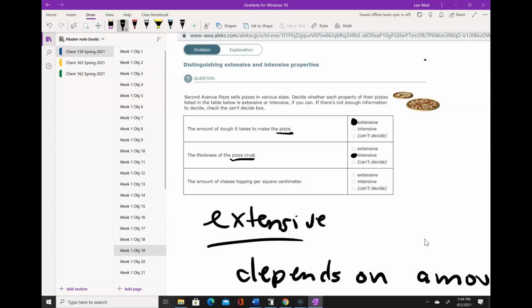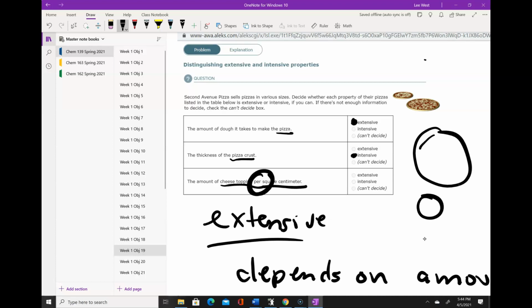And then it says the amount of cheese topping per square centimeter. Now this is important. If you just had the amount of cheese topping, then that would be extensive, right? Because we'd be looking at two different size pizzas, and clearly this one has more cheese on it. But it says per square centimeter. So we've got a square centimeter there and a square centimeter there. It doesn't matter. It's just one square centimeter of a big pizza or one square centimeter of a small pizza. It's not going to make any difference. So that is an intensive property.